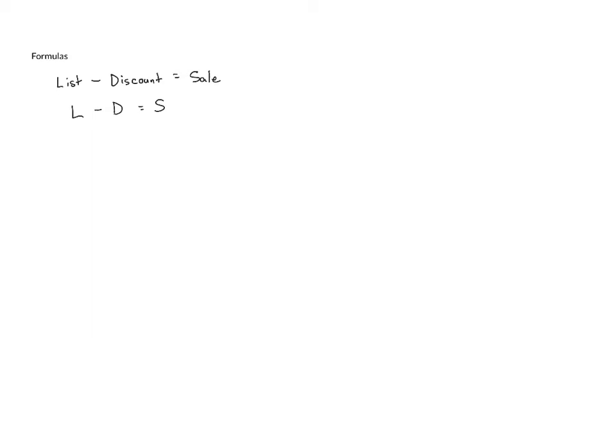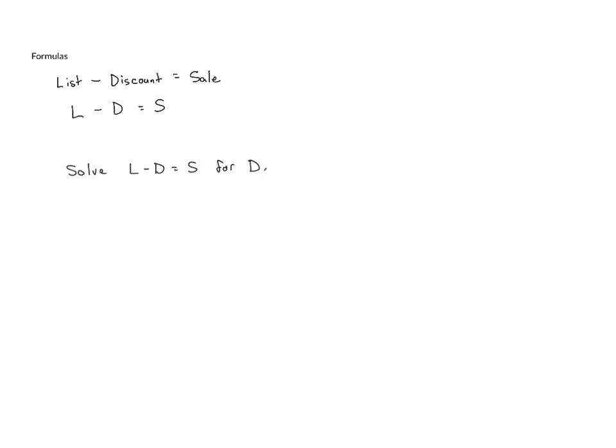We can use the same properties that we used before. We can add or subtract the same quantity from either side. We can multiply or divide both sides by the same non-zero quantity. We can combine like terms. We can use the distributive property. The same rules work. It's just a little bit more complicated because we have multiple variables. So what I want to do is show you how this works. For this particular example, I want us to solve the equation L minus D equals S for D.